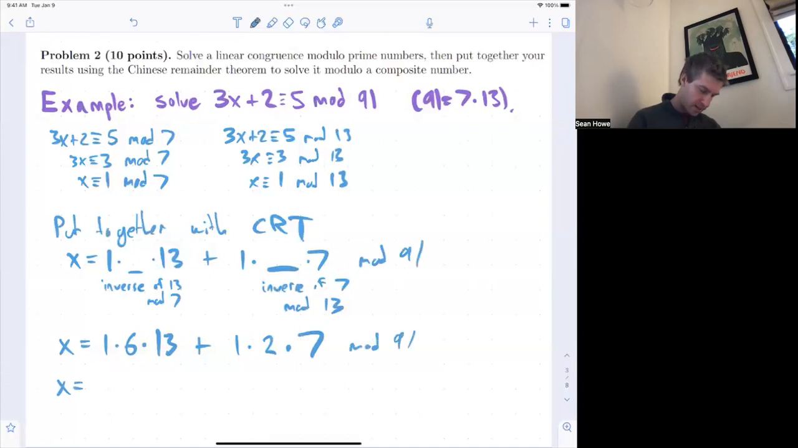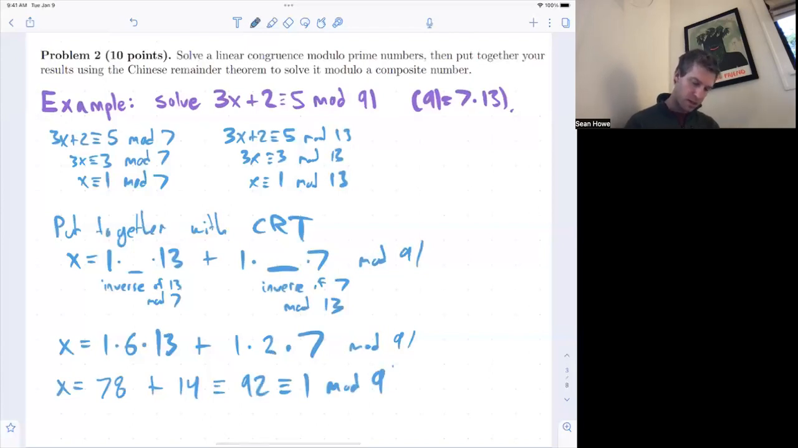So I get x is 6 times 13, that is 78. So that's 60 plus 18. So that's 78 plus, here I get 14. That's congruent to 92. So 78 plus 14, that's 88 plus 4, so it's 92. And this is congruent to 1 mod 91. Good, so like I said, we got the answer 1.